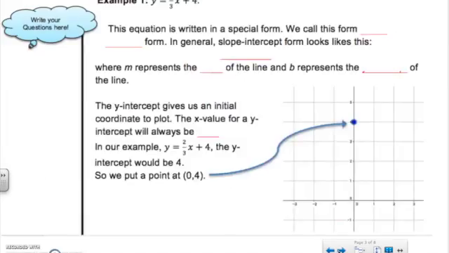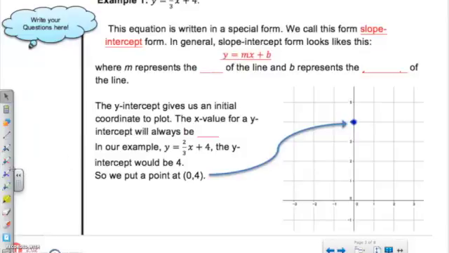Now, let's go ahead and look at an example because that's really the best way to learn graphing. If you look at example 1, we have the equation y equals 2/3 x plus 4. Now this equation is written in a very specific and special form. The name of this form is slope-intercept form. The general form for slope-intercept form looks like y equals mx plus b. I just want to let you see how it matches up with this form.